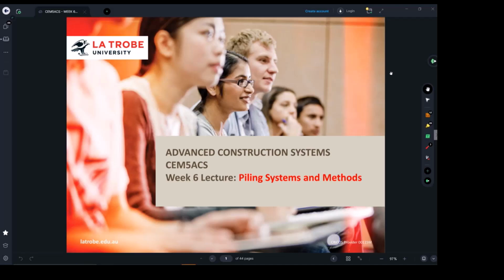Okay, so last week we talked about piling, and we had three main forms of piling systems. That was the key discussion point that we talked about. So we've gone through the three forms of pilings.